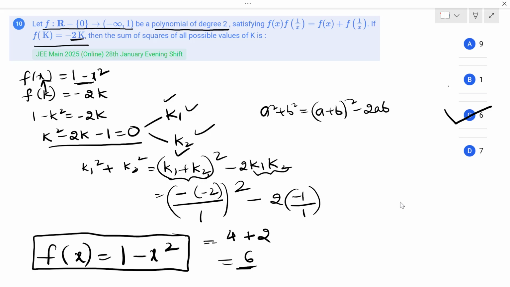If I pick 1 plus x square, I am getting 1 plus positive, more than 1, which I should not get. My range has to be in the codomain only, which should be less than 1. So 1 plus x square is wrong. So I should always take 1 minus x square. Based on that, I have selected f of x. Then it's a cakewalk. I have substituted in the equation f of k is equal to minus 2k. Then it's a simple quadratic equation of finding alpha square plus beta square.